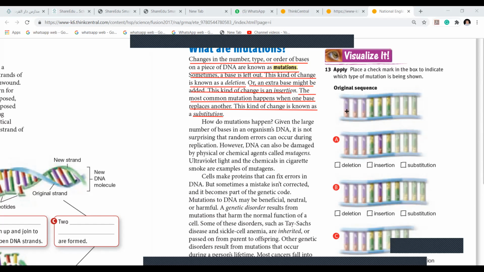Please count these. We will count and check. Count the first original sequence: 1, 2, 3, 4, 5, 6, 7, 8, 9. In A, it's 9. See, in B: 1, 2, 3, 4, 5, 6, 7, 8, 9, 10. You have 10. You have one extra in B.